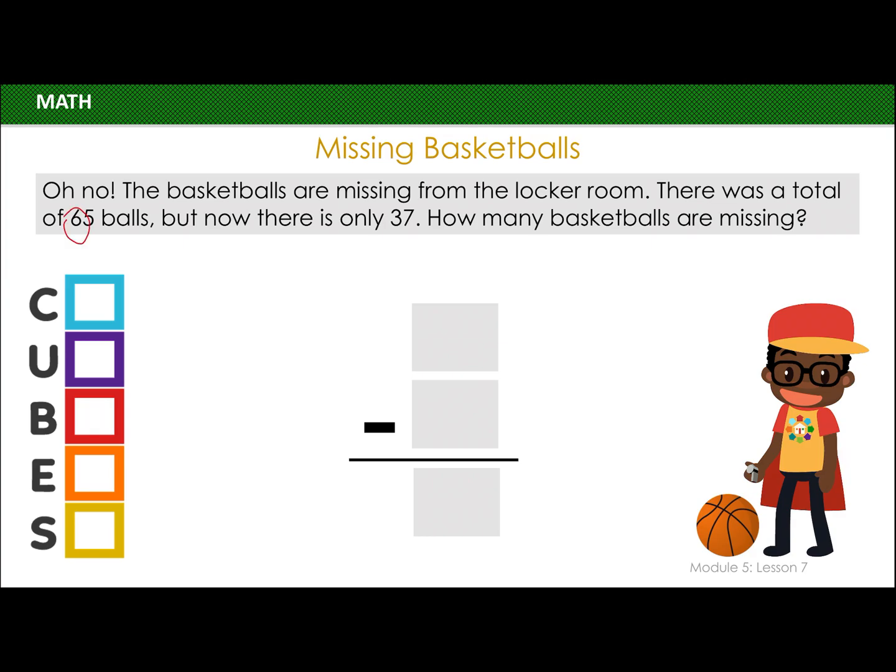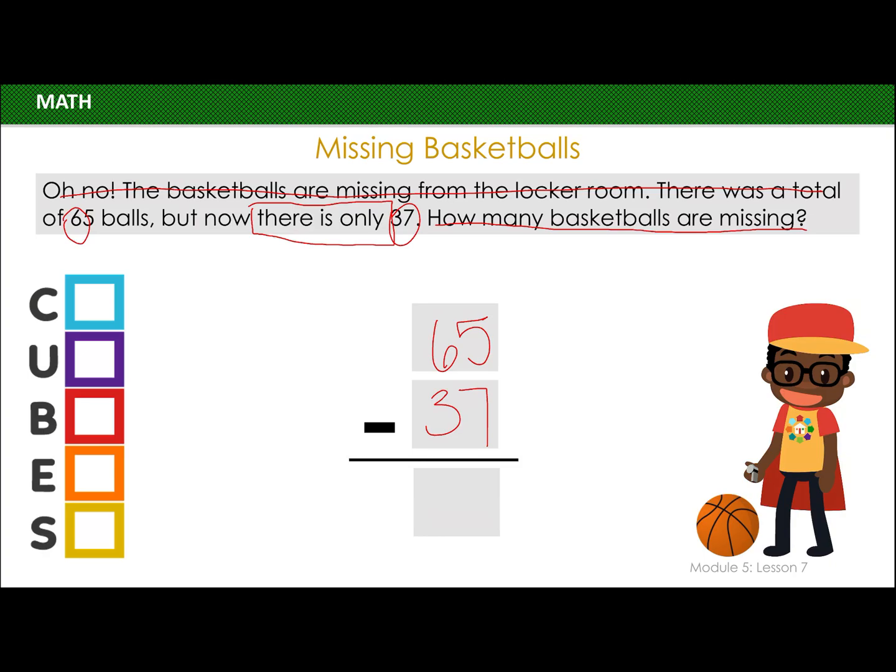So I start by circling my numbers, underlining the question, boxing my math words. There is only tells me that some were removed. So they started, but now they only have 37. So that tells me that I'm doing subtraction. So I take my bigger number on the top, and that is 65. I'm subtracting 65 minus 37.